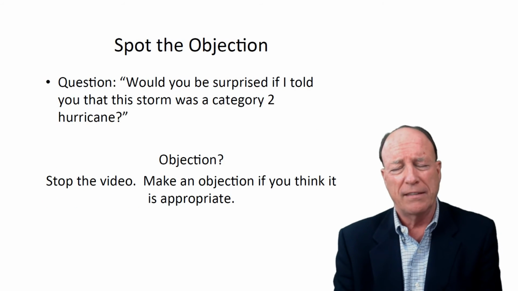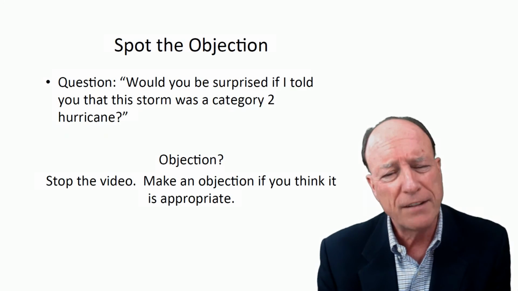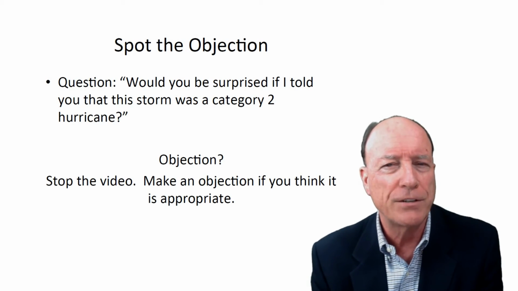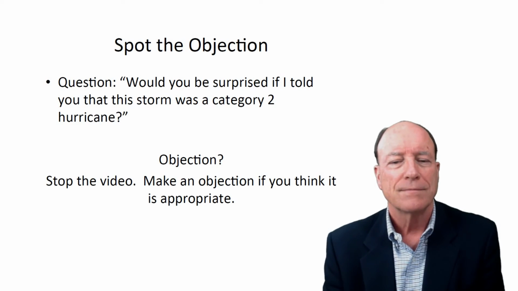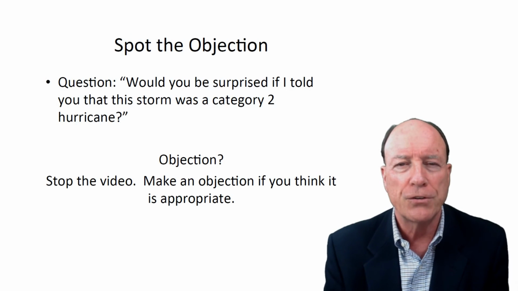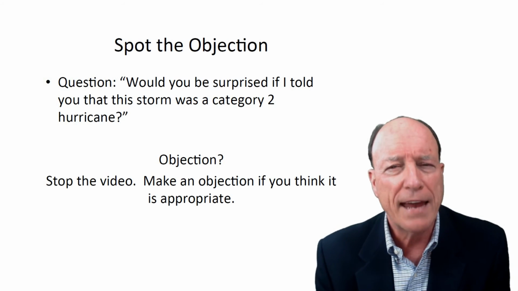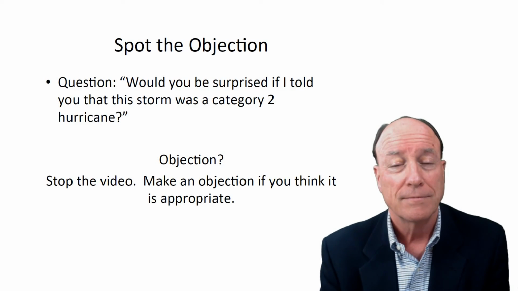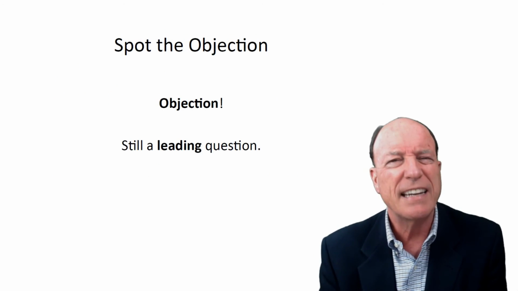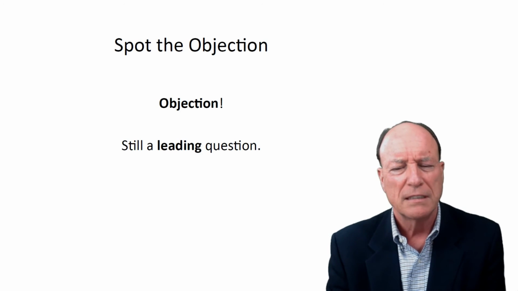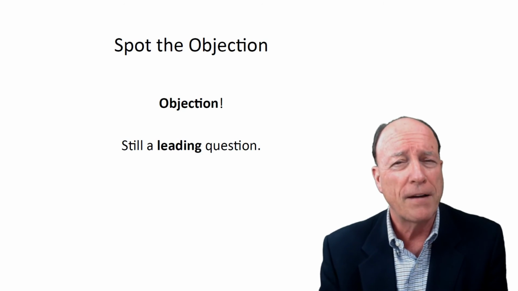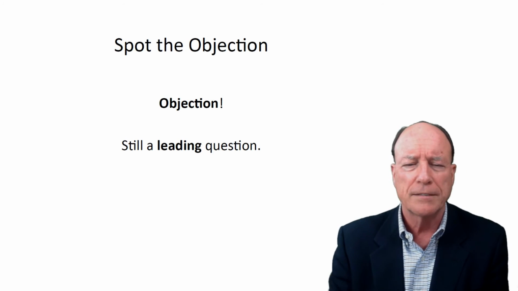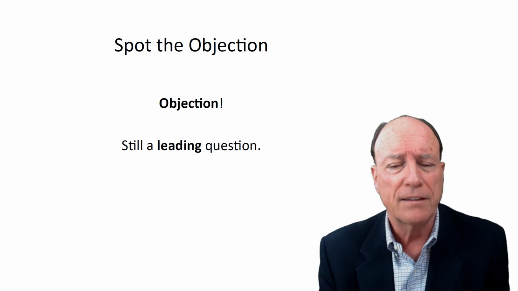Well, let's revise the question a bit. What if it reads now, would you be surprised if I told you that this storm was a Category 2 hurricane? Objection? Well, I think yes. Objection. It is still a leading question. This form of question might be fine on cross-examination, but it's not going to work well on direct. Let's look at this question.